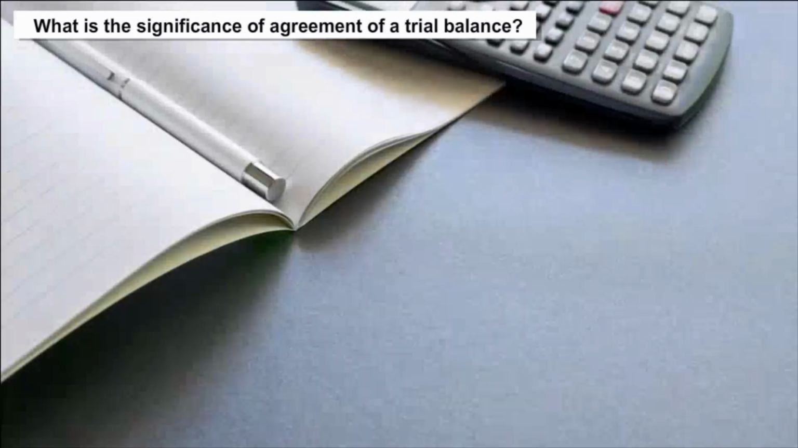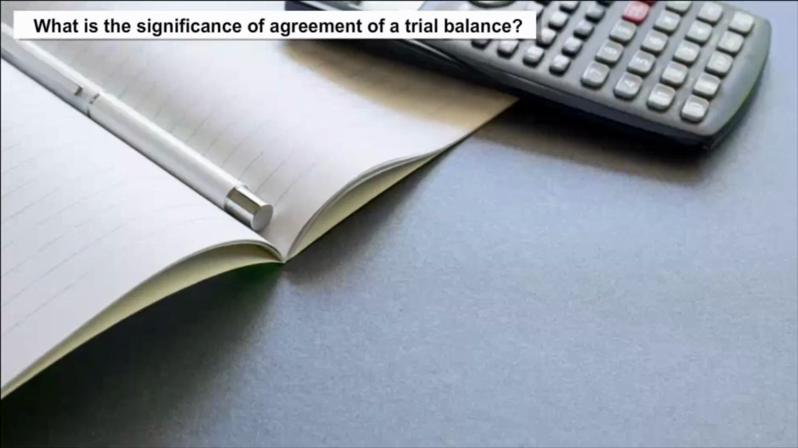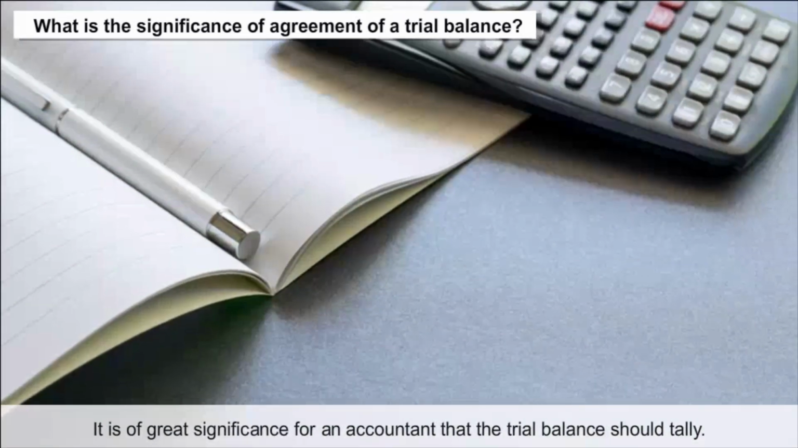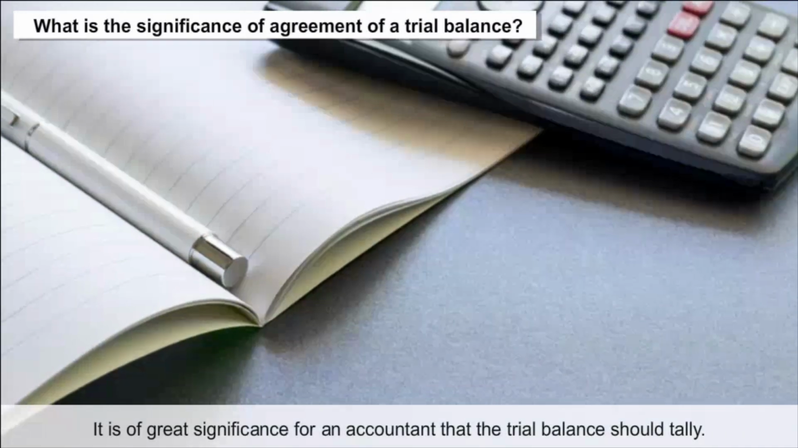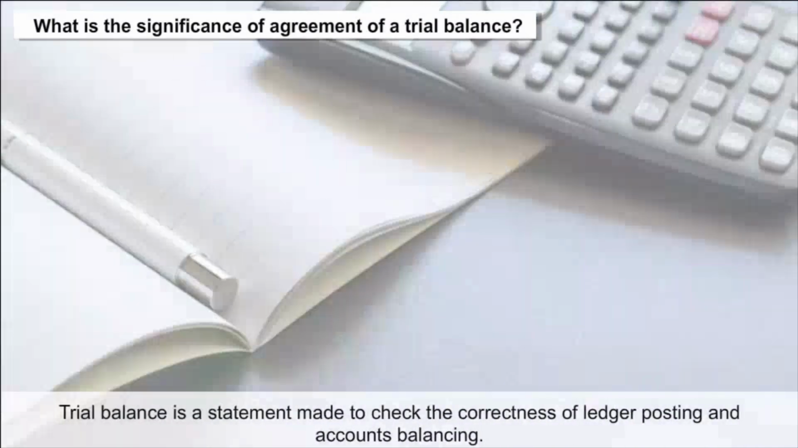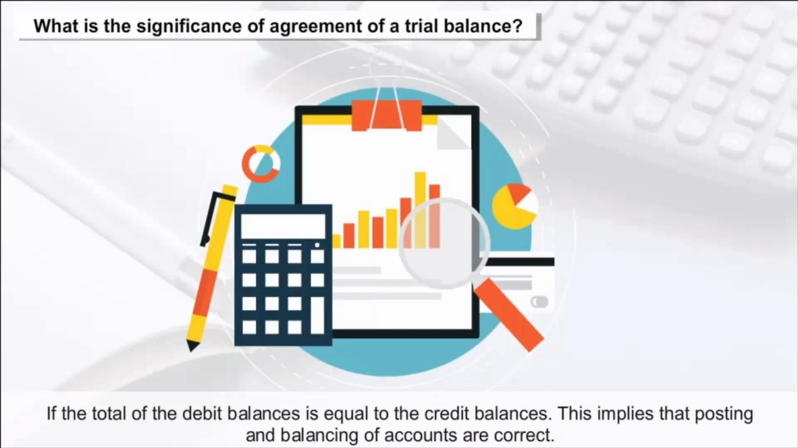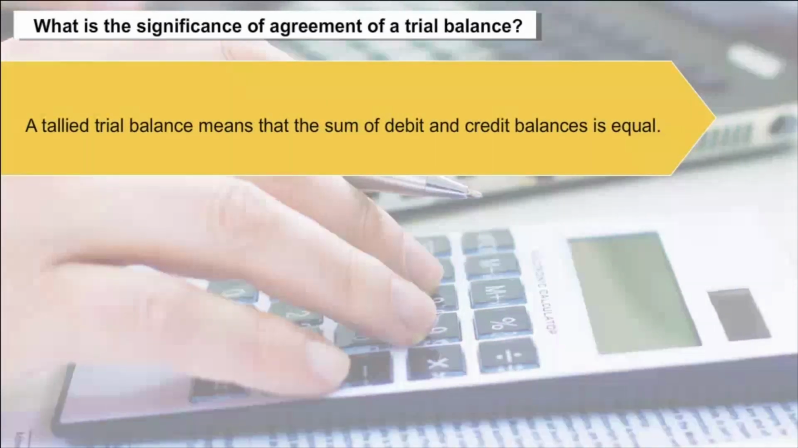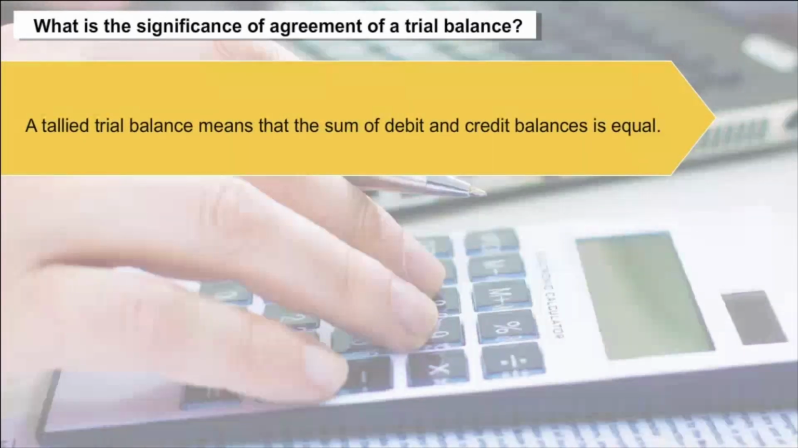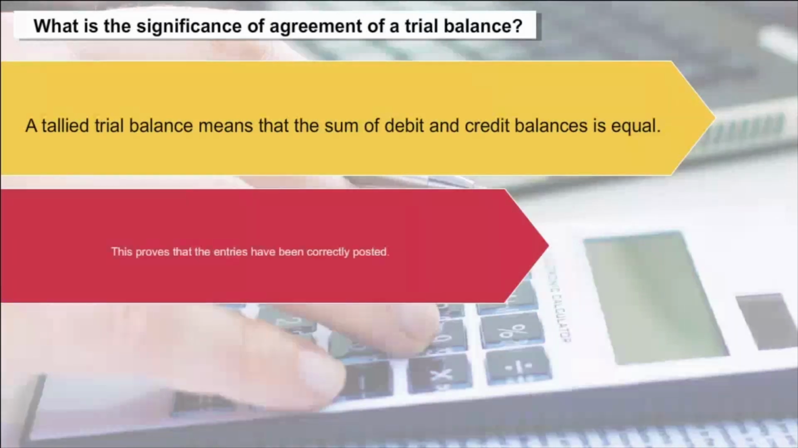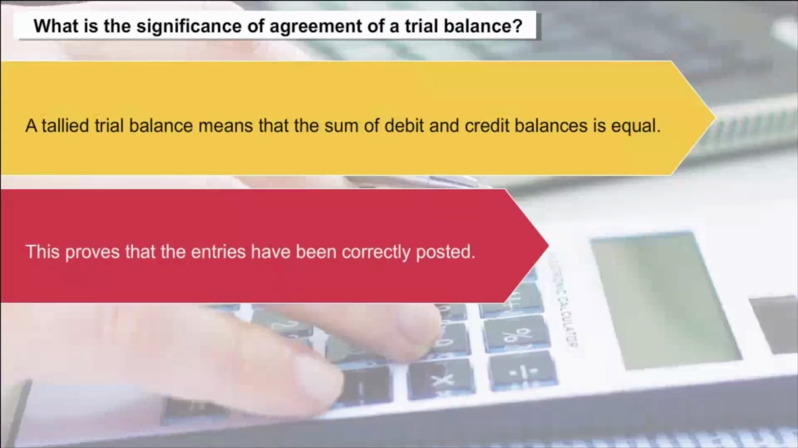What is the significance of agreement of a trial balance? It is of great significance for an accountant that the trial balance should tally. Trial balance is a statement made to check the correctness of ledger posting and accounts balancing. If the total of the debit balances is equal to the credit balances, this implies that posting and balancing of accounts are correct. A tallied trial balance means that the sum of debit and credit balances is equal. This proves that the entries have been correctly posted.